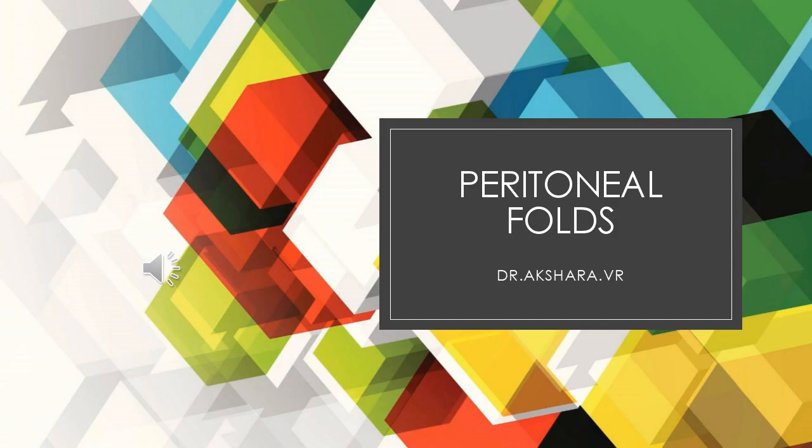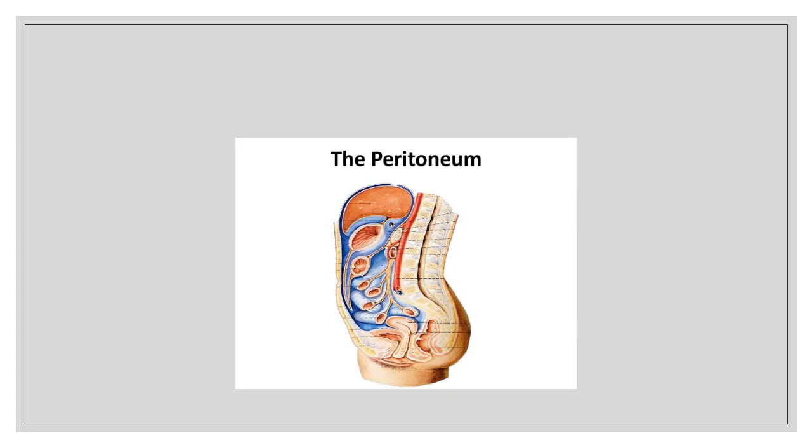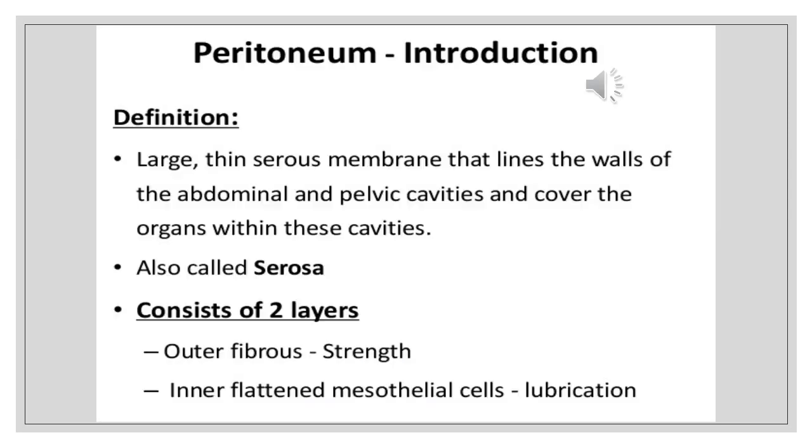Today we are going to deal with the topic that is peritoneal folds. The peritoneum is a large serous membrane that lines the walls of the abdominal and the pelvic cavities and also covers the organs within these cavities. It is also called the serosa.